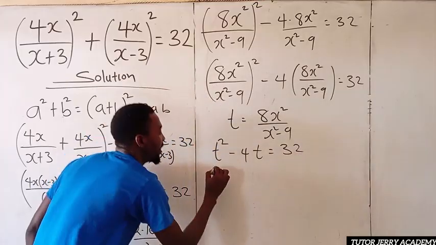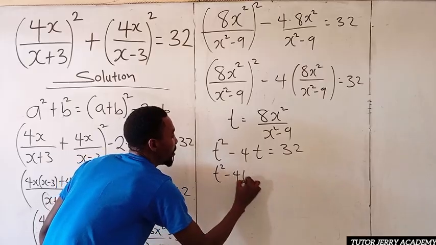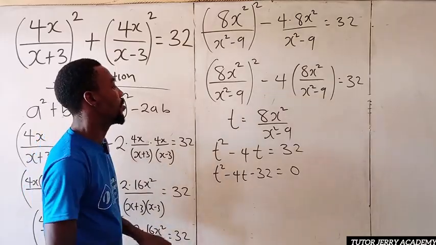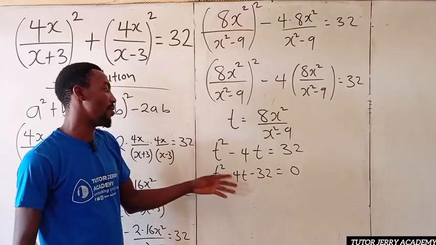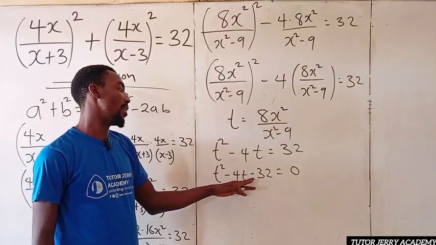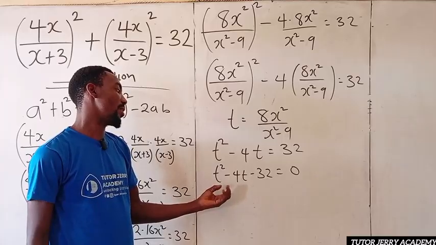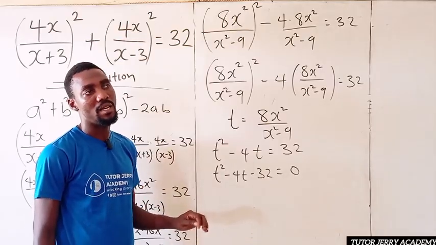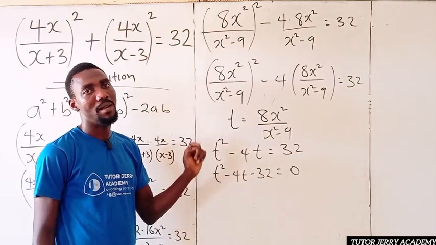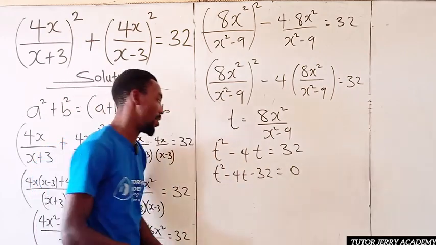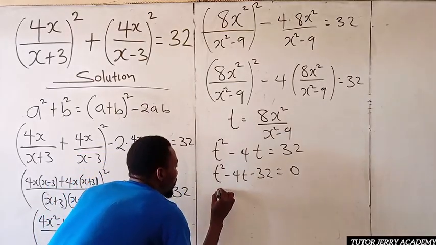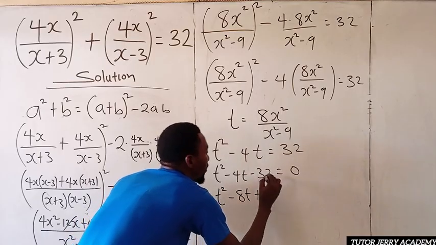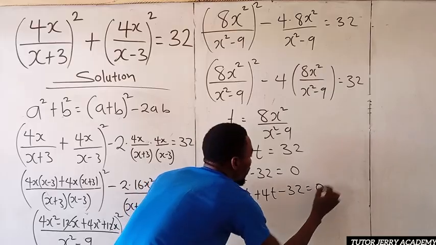32. So if we rearrange now, we are going to have t squared minus 4t minus 32 equals 0. Alright, so we are going to look for two numbers whose product is negative 32 and whose sum is negative 4. The numbers are negative 8 and positive 4. So we are going to have t squared minus 8t plus 4t minus 32 equals 0.